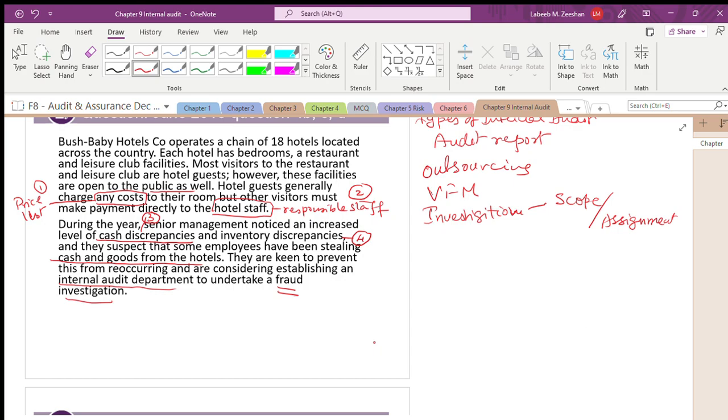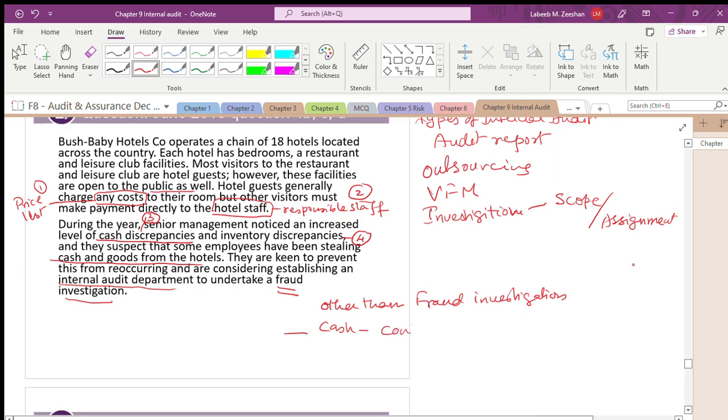Is it right? The first 2 questions are theoretical. The fourth question, part D, is related to the scenario. What other than fraud? They are talking about other than fraud investigation. What can the internal auditors do? Internal auditors can think about cash. Cash controls.